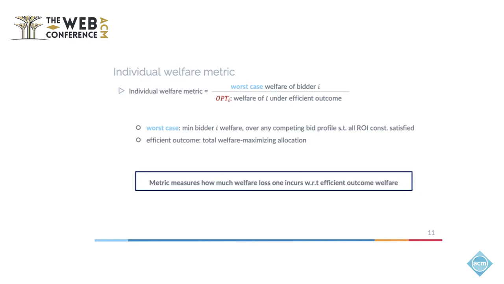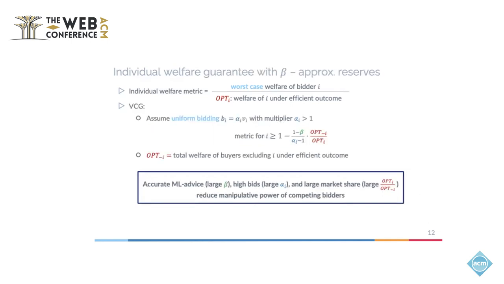So in the VCG auction example, we assume bidders are bidding uniformly, which the previous talk already covered. It basically means that the bidder decides on some scalar called the multiplier and then submits a bid in each auction equal to this multiplier times their actual value. We show that in VCG auctions, the individual welfare metric has a lower bound that increases in the ML advice accuracy, beta, the multiplier itself, and the market share. This means that as these factors increase, the bidder will get better individual welfare guarantees. So this is a theoretical result for the VCG auction.